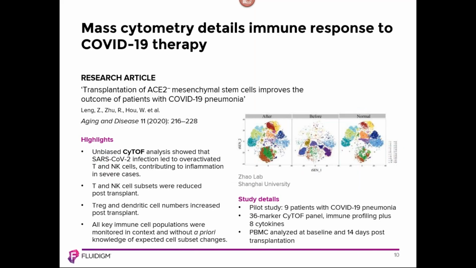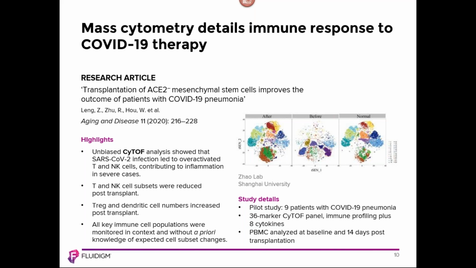A recent study of COVID-19 patients undergoing treatment for inflammation symptoms caused by the virus shows the power of mass cytometry to visualize both phenotypic and functional changes across the immune system as a whole over time.